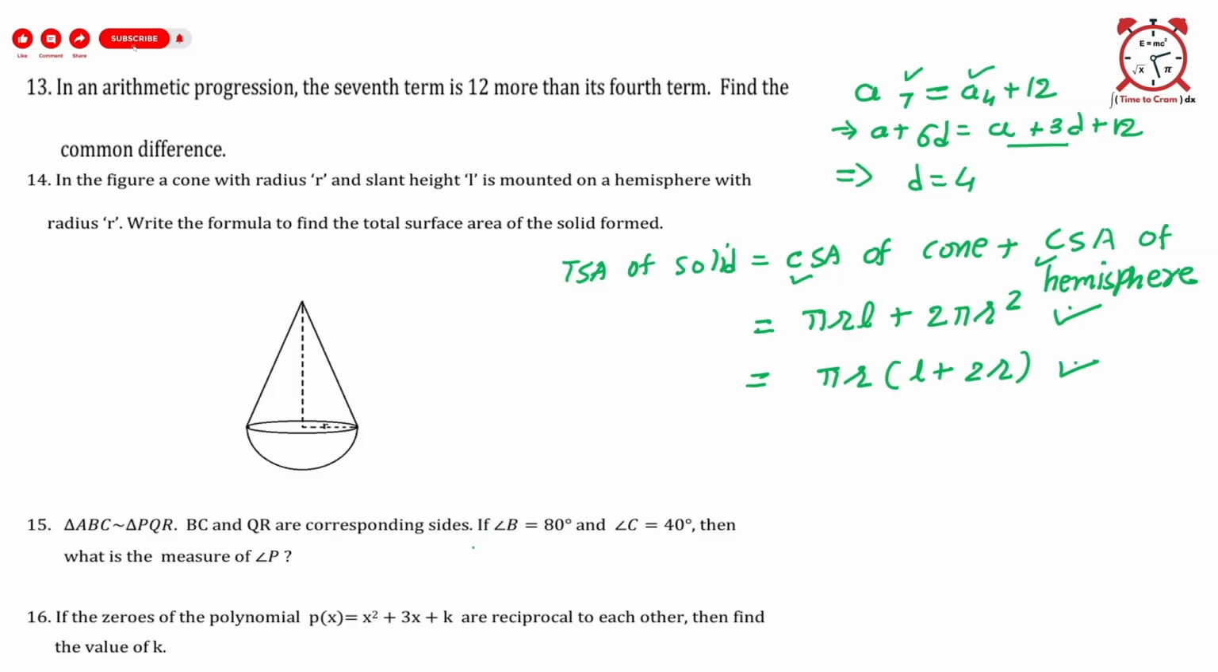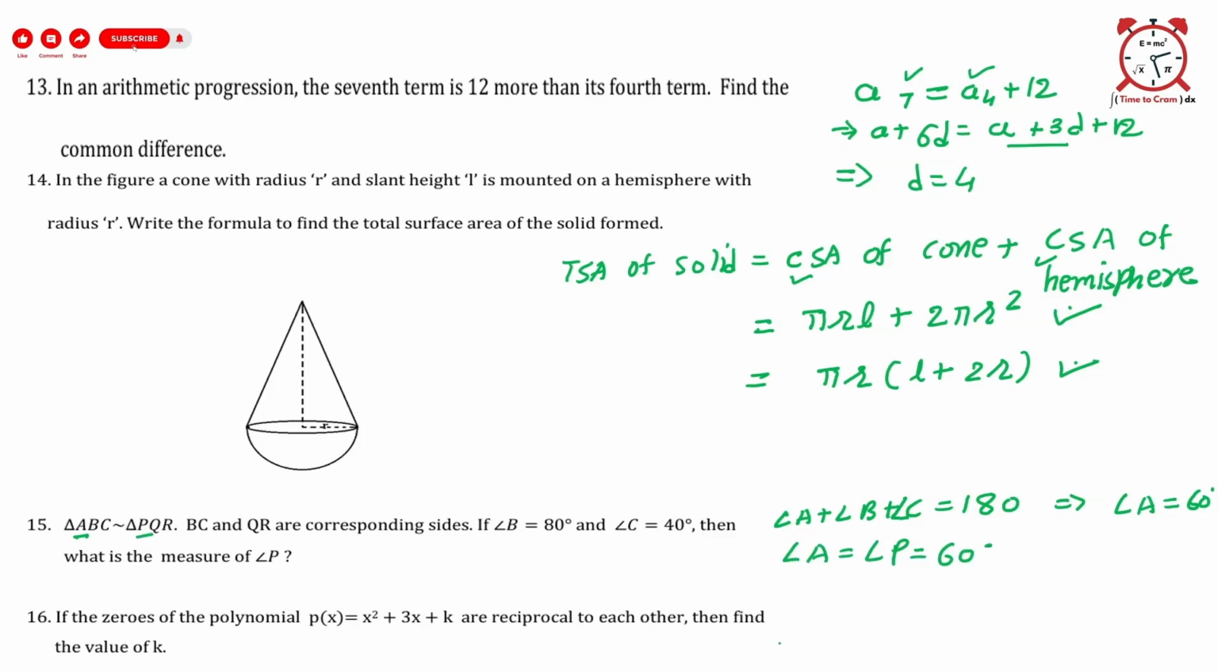Next question, question number 15. Triangle ABC similar to triangle PQR is given. B and C are also given. So we use the angle sum formula here. A plus B plus C equal to 180. So we will find here, keeping this value, angle A equal to 60 degree. But here it is very clear that A and P are equal angles, congruent angles. So angle A equal to angle P equal to 60 degree.